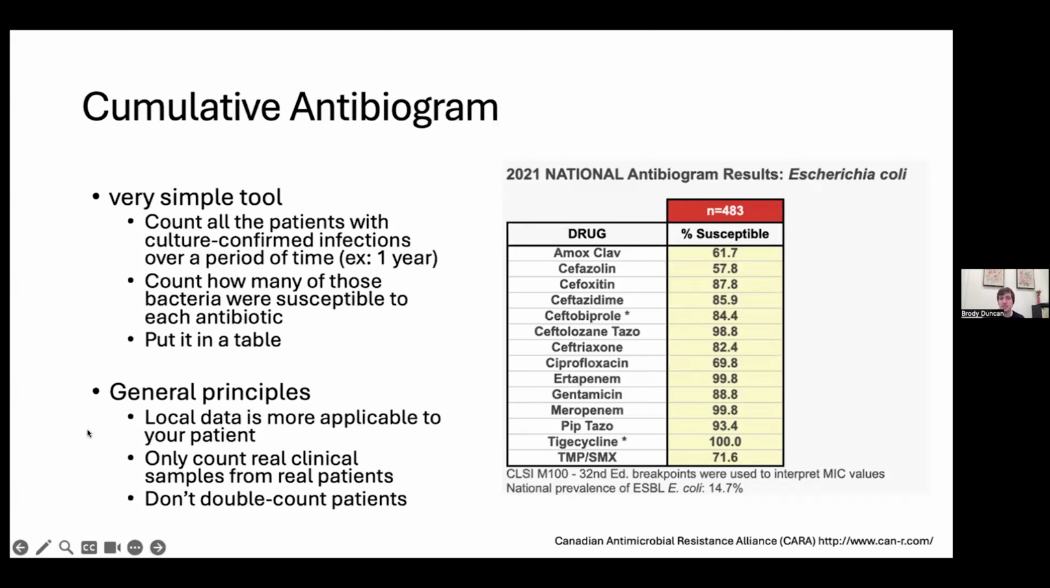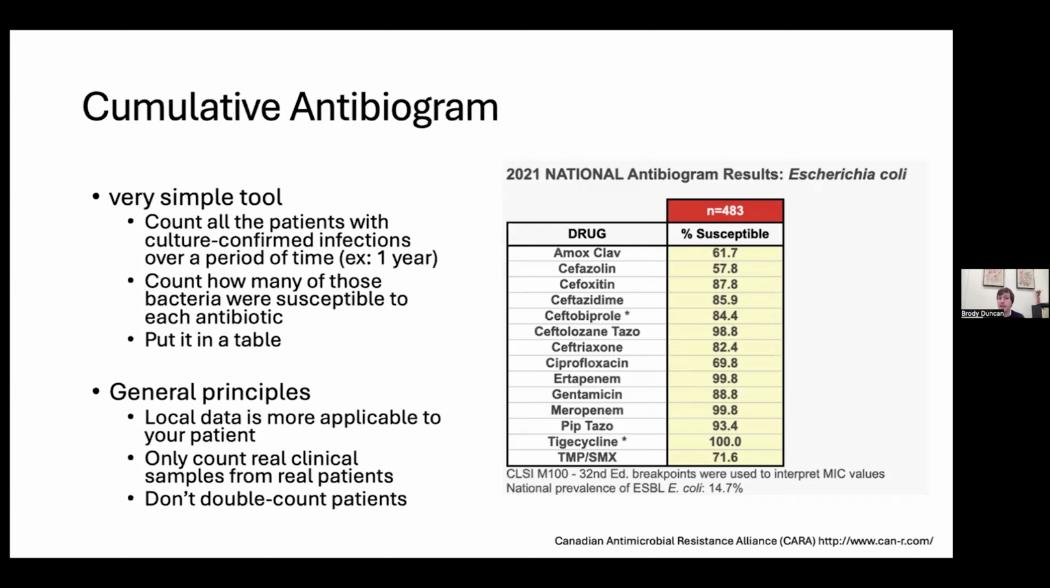In terms of some general principles, I could talk about this in a lot more detail, but I think some key things for you guys to know today is that, first of all, local data is more applicable to your patient. I think that makes a lot of sense, that national data doesn't necessarily reflect what's actually happening locally here in Hamilton because it's averaged out across the country.